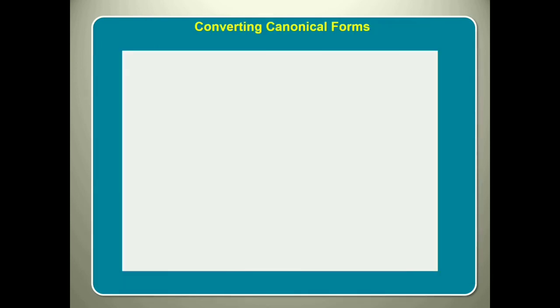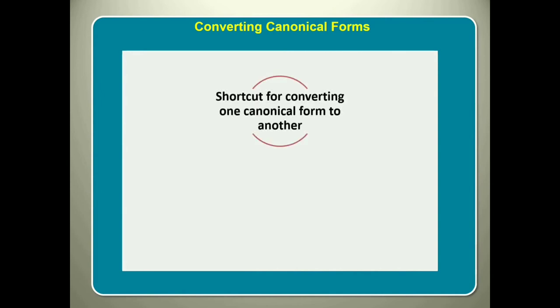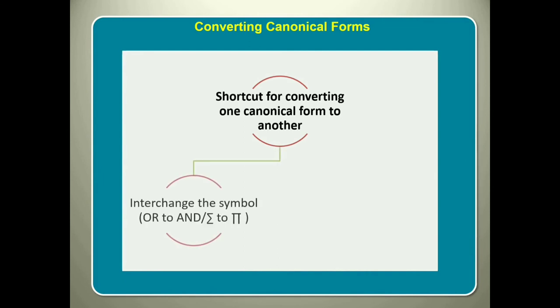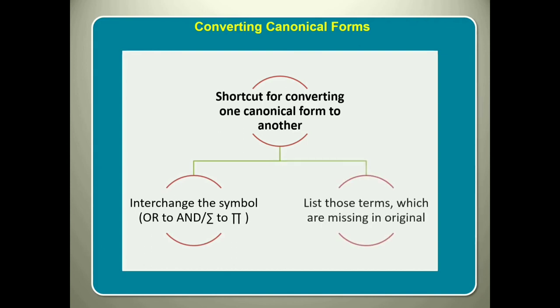Now let us understand how to quickly convert one canonical form to another. The shortcut for converting one canonical form to another is: 1. Interchange the symbol OR to AND, or sigma to pi. 2. List those numbers which are missing in the original.